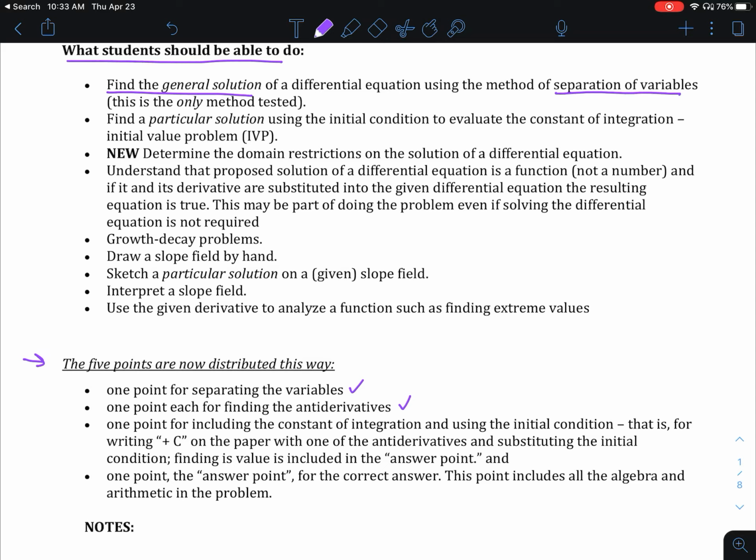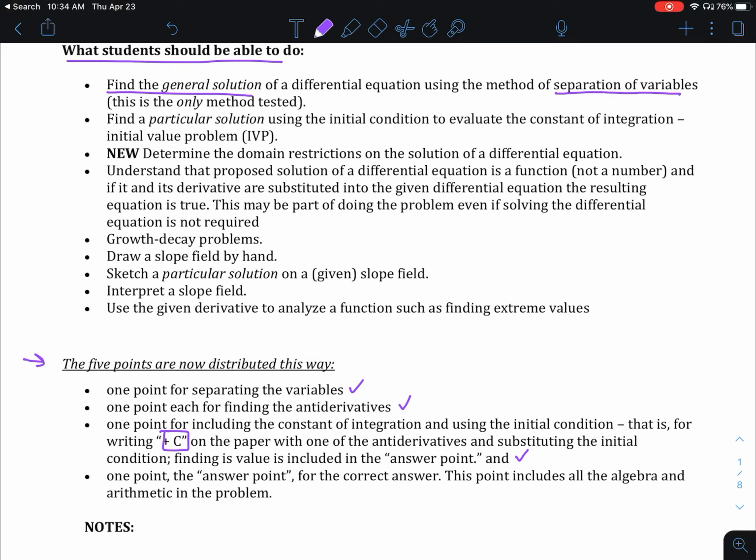At that point, if there's an initial condition, we need to plug it in immediately. Don't manipulate the equation, just plug in the initial condition to find your plus c. You get 1 point for including the constant of integration and using the initial condition. That is for writing plus c on the paper and substituting in the initial condition to find what that c is. And then the last point is the answer point. This includes the algebra and the arithmetic, like the moving stuff around.